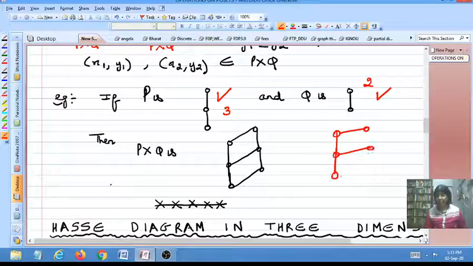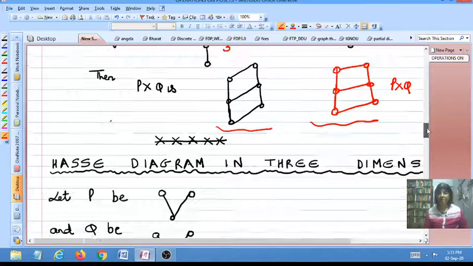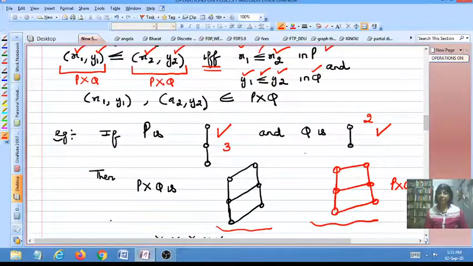So I'm placing a copy of Q, and you will place it in a tilted manner like this, and then you have to join the corresponding vertices like this. So this is what I have done. So finally this or this, both the diagrams are the same. So this denotes the hash diagram for P cross Q.